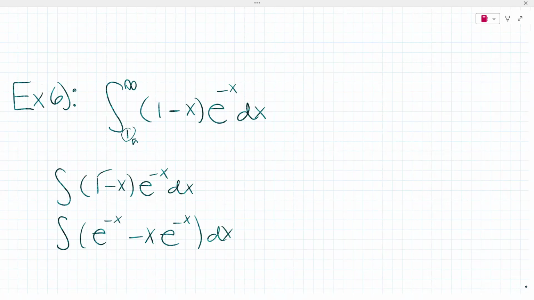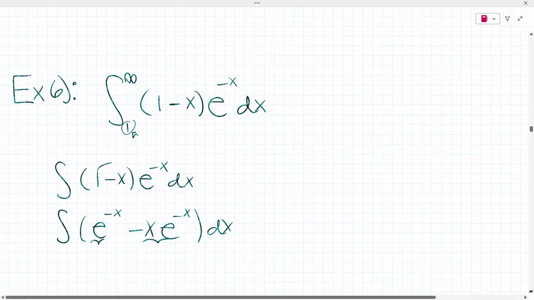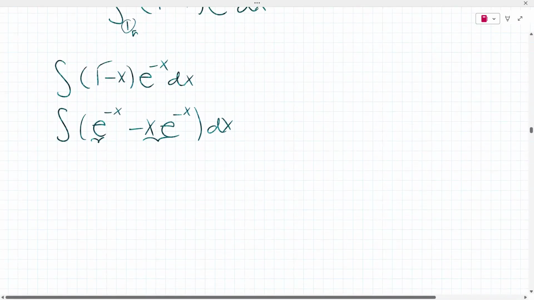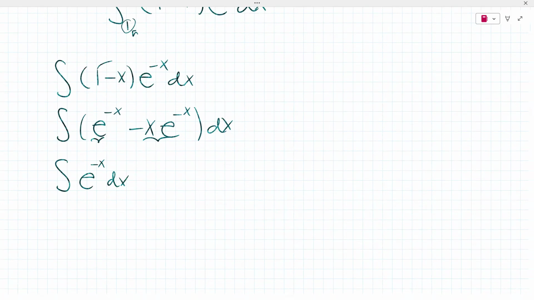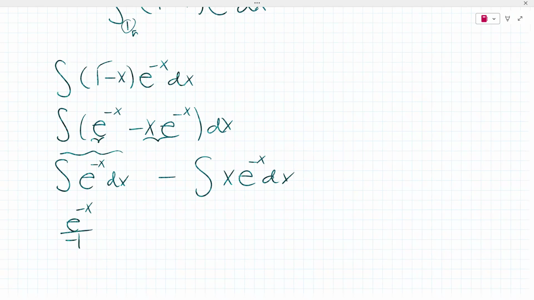And then what we could do is just take the integral of each term. So this one's not too bad. This one, we might have to do some integration by parts, right? So let's write it out as two separate integrals. So the integral of e to the negative x dx minus the integral of x e to the negative x dx. So right here, this is easy. What's the integral of e to the negative x dx? It's basically itself divided by the derivative of the power. So what's the derivative of negative x? Negative 1. Okay.